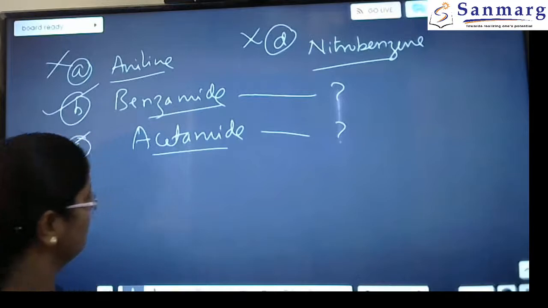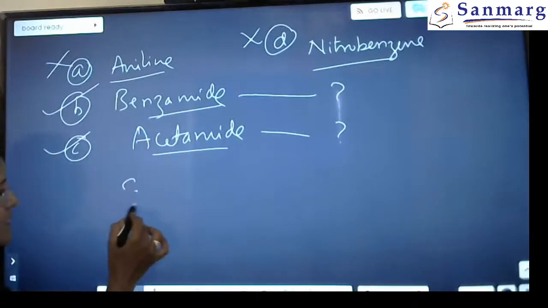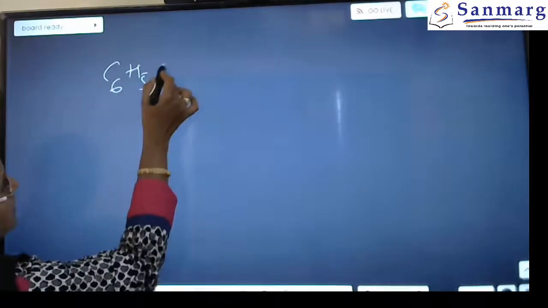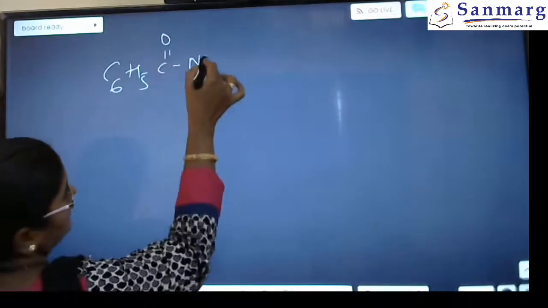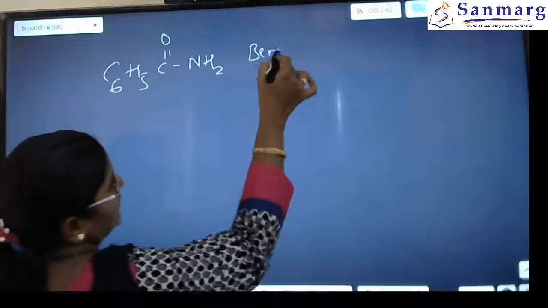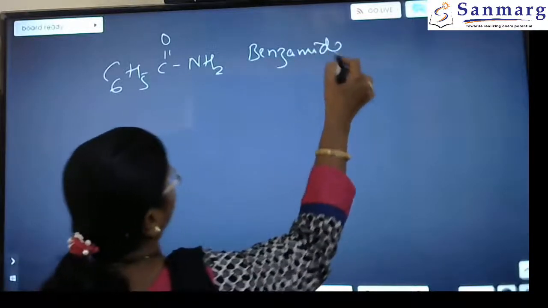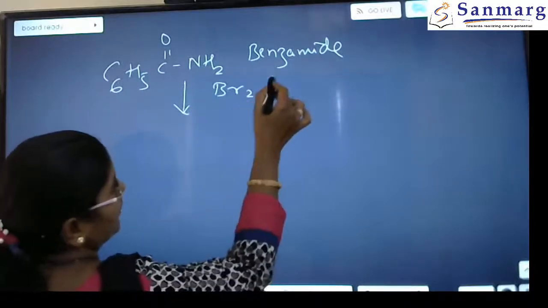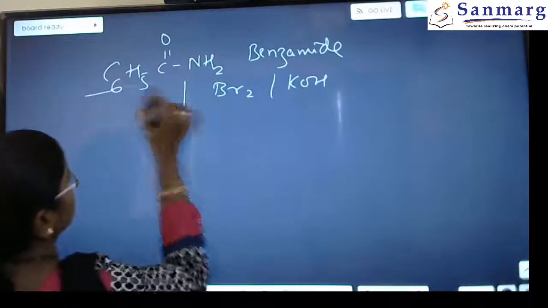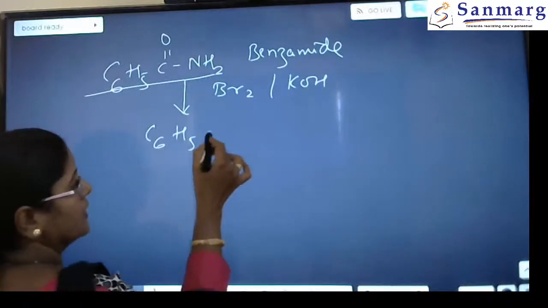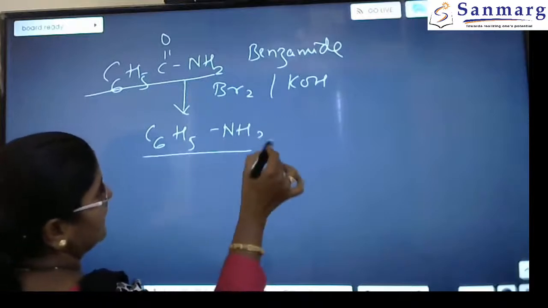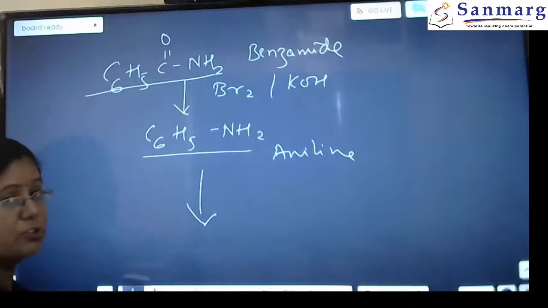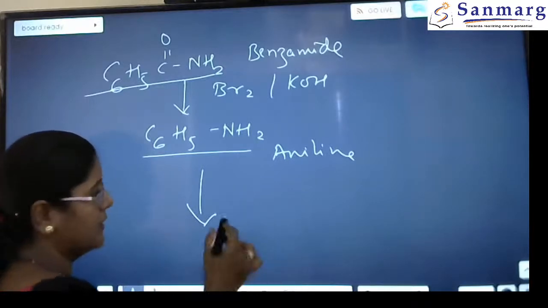I'll write the reaction. See here, if you take benzamide, C6H5 C double bond O NH2, this is benzamide. When we react benzamide with bromine and KOH, what do you get here? C6H5NH2, that is, you get aniline here. Next, this aniline is shaken with acetic anhydride, they have said.